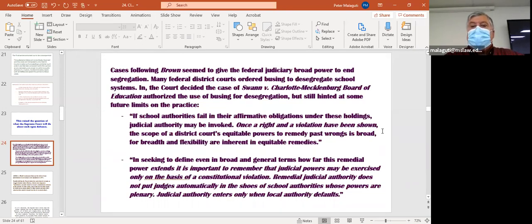Once a right and a violation have been shown, the scope of the district court's equitable powers to remedy past wrongs is broad, for breadth and flexibility are inherent in equitable remedies. In seeking to define, even in broad and general terms, how far this remedial power extends, it is important to remember that judicial powers may be exercised only on a basis of a constitutional violation. Remedial judicial authority does not put judges automatically in the shoes of school authorities whose powers are plenary. Judicial authority enters only when local school authority defaults, okay?